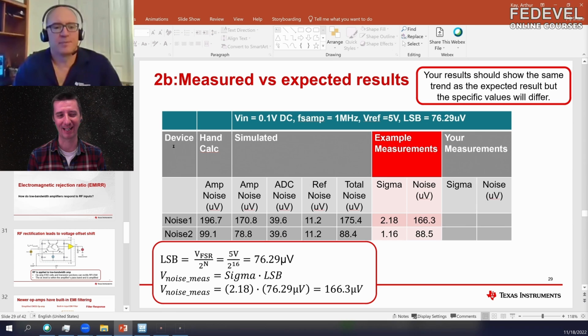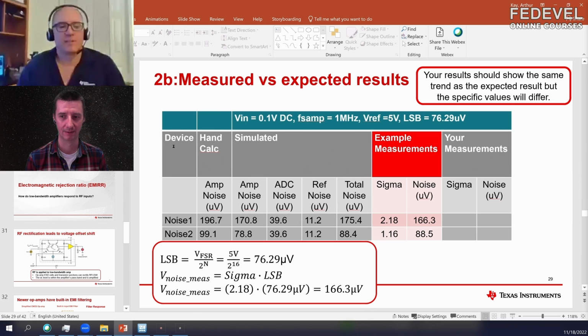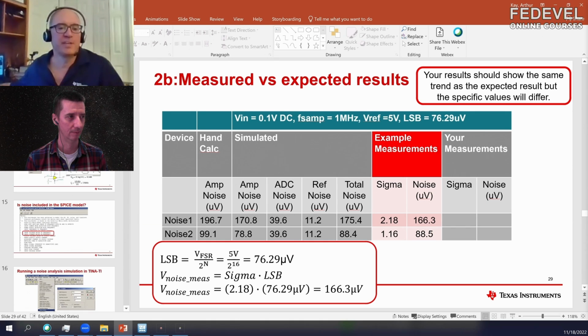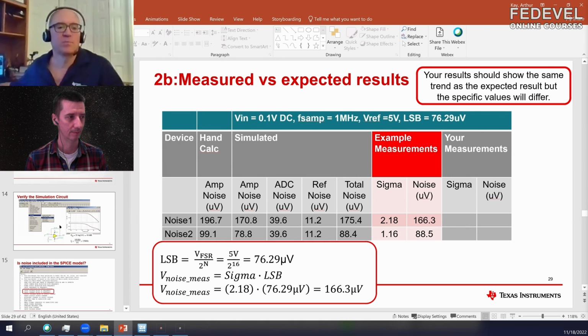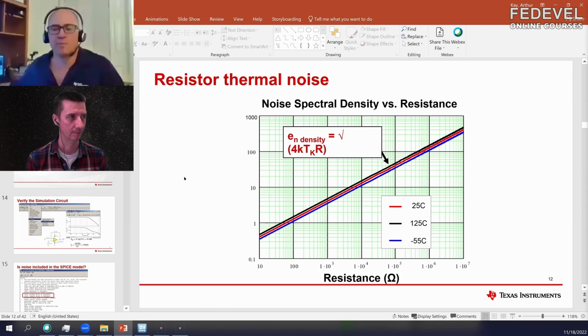Okay, yes, I'm curious how you can calculate this. Is it based on some parameters from the datasheet, or how do you do that? Yes, it is. It's based on the spectral density, the same thing that we simulated. Well, let me just show you first for resistors.